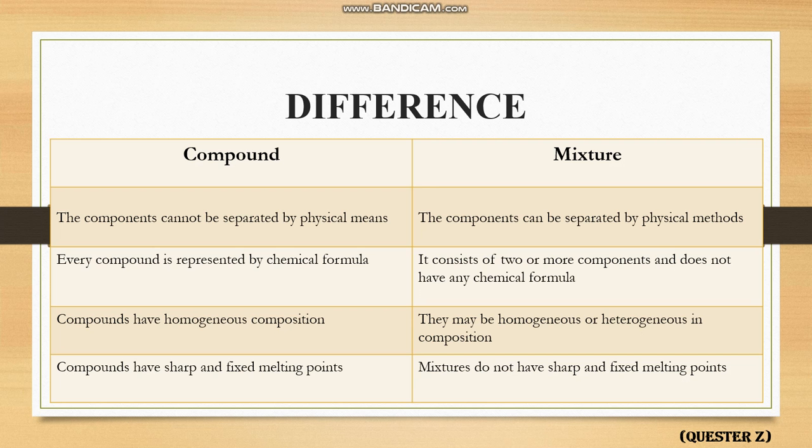Next one, compounds have sharp and fixed melting points. Why do they have a sharp and fixed melting point? Because of the fixed ratio and because of the chemical combination, the chemical bonding present between its atoms. While a mixture does not have a fixed and sharp melting point because the ratio is not fixed here, first of all, and second is the absence of chemical bonding.